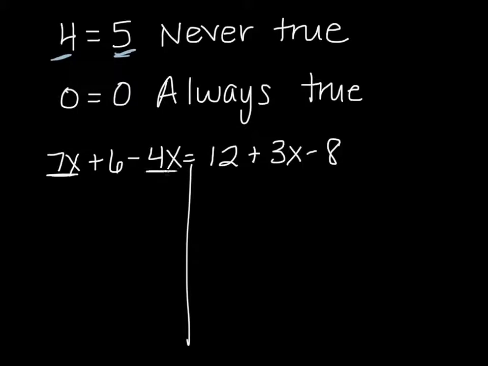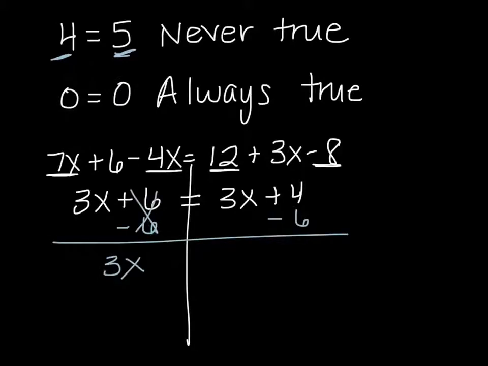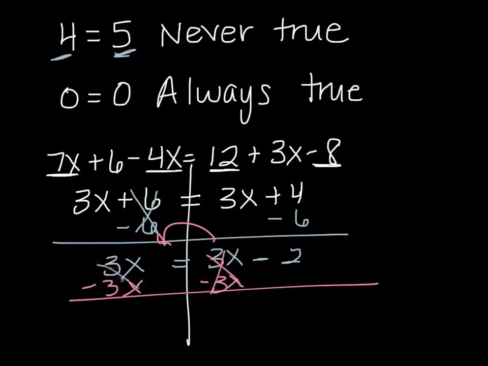Let's start by combining like terms. 7x minus 4x is 3x, and I have a plus 6. I can combine those like terms, so I have a 3x plus 4. Let's move the non-x term to the other side by doing the opposite. So I have 3x on the left, because those cancel, and 3x minus 2. The next step is I'm going to move that one over by subtracting it, so I have a negative 3x. That cancels and that cancels, so I have 0 equals negative 2. Therefore, this will never be true.